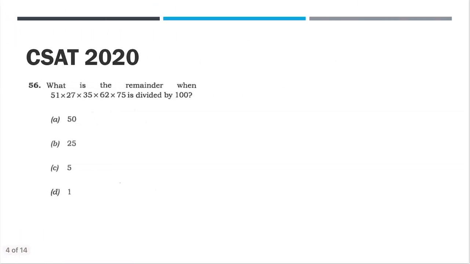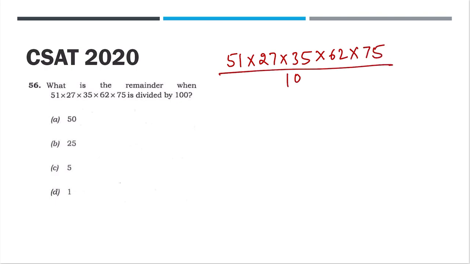So least is 1022 out of these 3, right? Now hope this is clear. Now the last question, this is given 51, 27, 35, 62, 75 divided by 100. What is the remainder? Now first thing, try to extract 100 from it if you can.